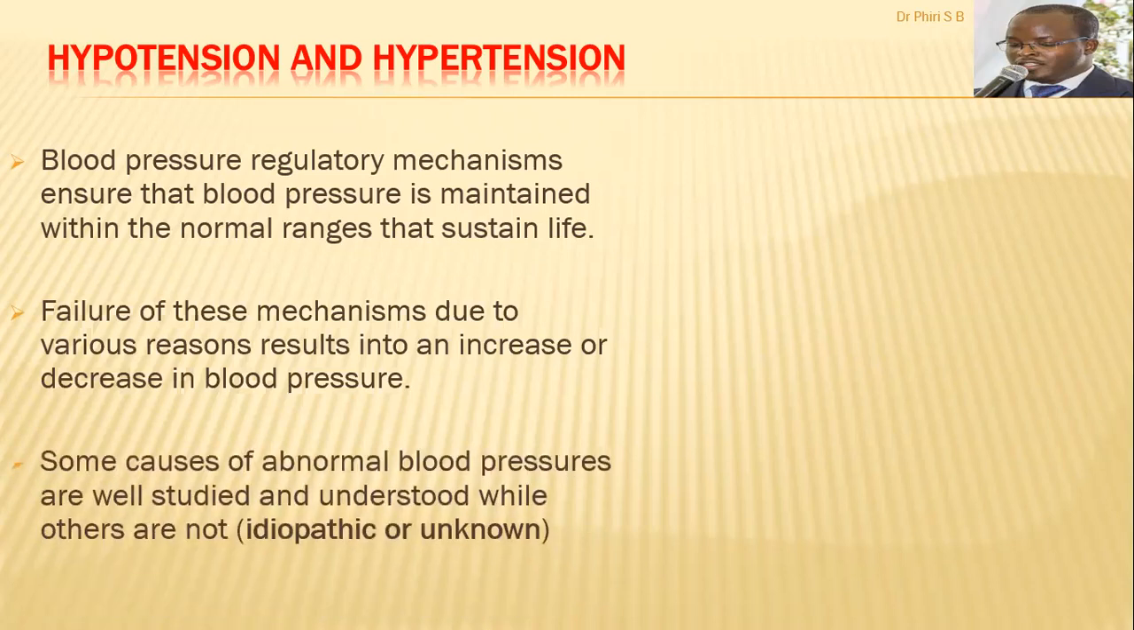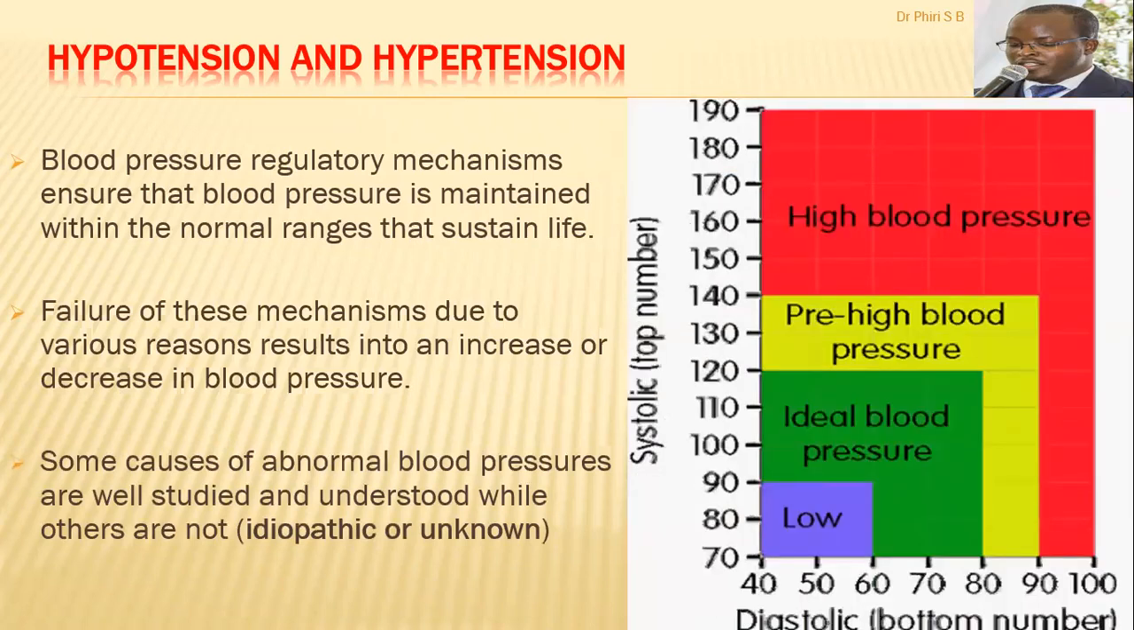Some causes of abnormal blood pressure are well studied and understood, but others are not known. Those which are not known are referred to as idiopathic or unknown. So some of the causes of an increase in blood pressure or a decrease in blood pressure are known or unknown. Others are known. This diagram here is summarizing the blood pressure.